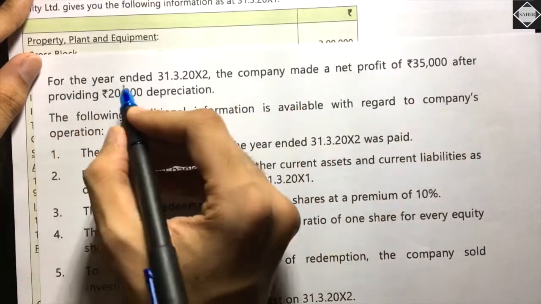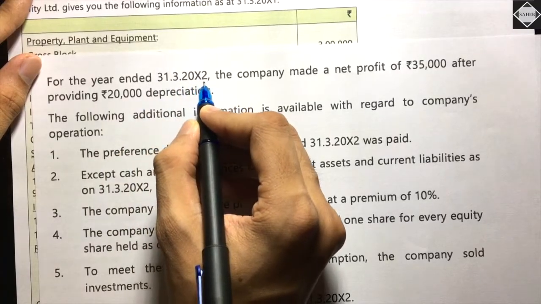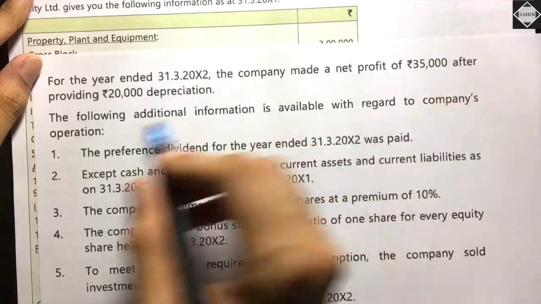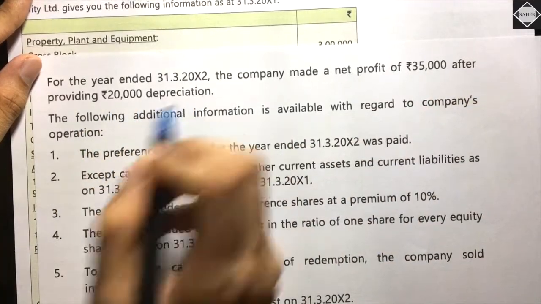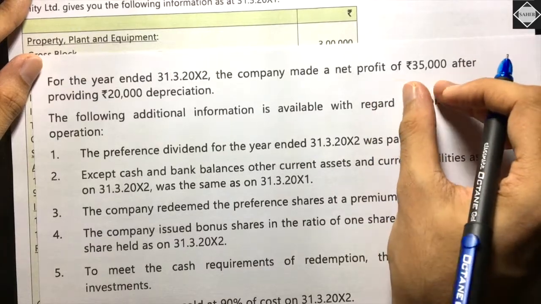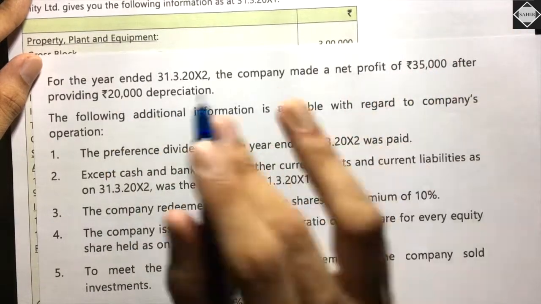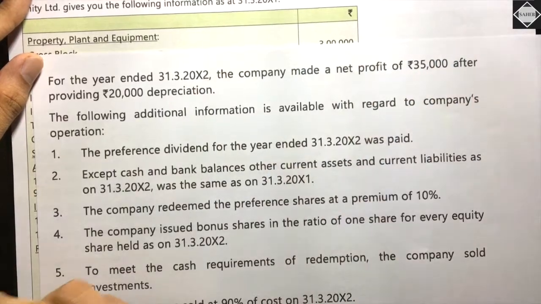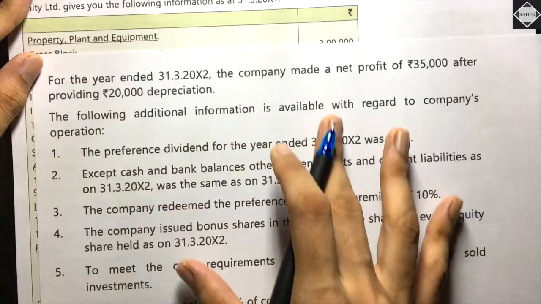It's really simple. For the year ended 31st March 2022, the company made a net profit of 35,000 after providing 20,000 depreciation. What are they saying? Net profit of 35,000. So you will not do anything about the depreciation in the profit. No, this 35,000 has come after charging the depreciation. So what are you going to do about this in the balance sheet?